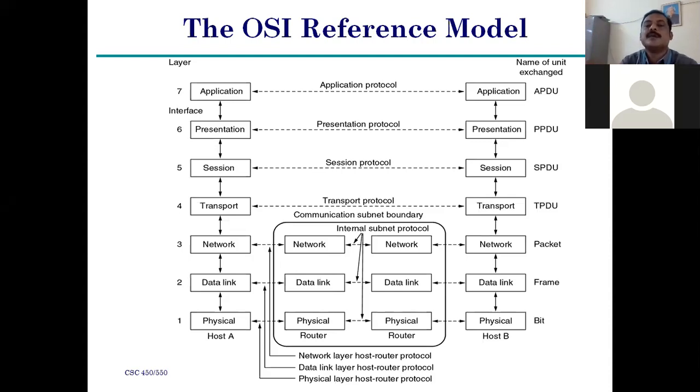Source address means the sender's address. Destination address means the receiver's address. Based upon these two addresses, the packet reaches the destination successfully. Without an address, a packet is not transmitted in the network.